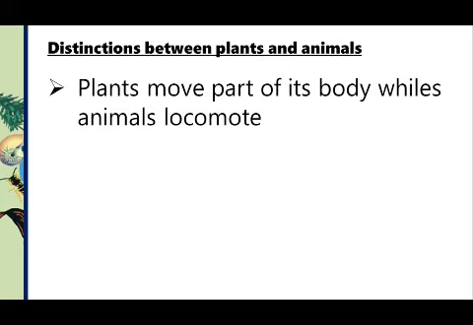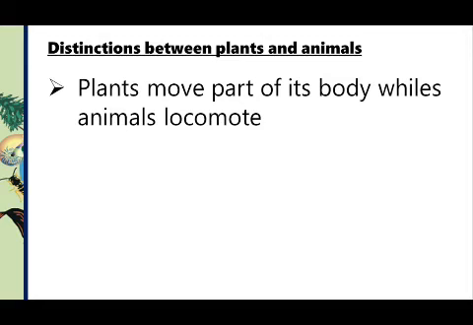How does it occur? Mind you, the roots are able to grow towards the source of water and nutrients. So that is a movement. The whole body is not being displaced, but just a part of the plant during that particular movement or displacement. But in the case of animals, they are able to locomote or move, displacing the whole body from one place to another.